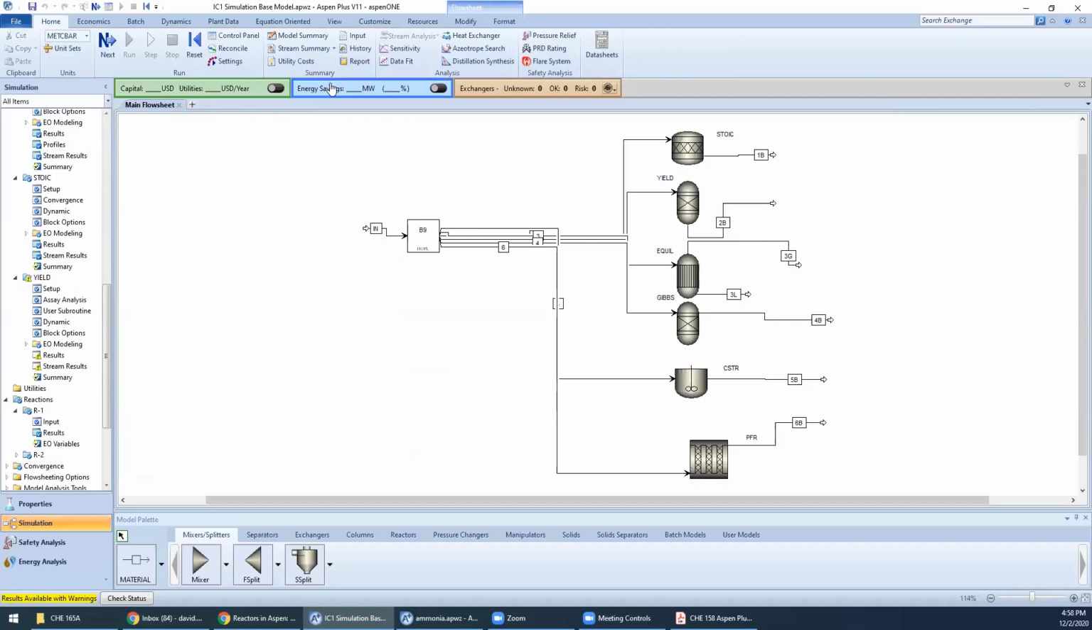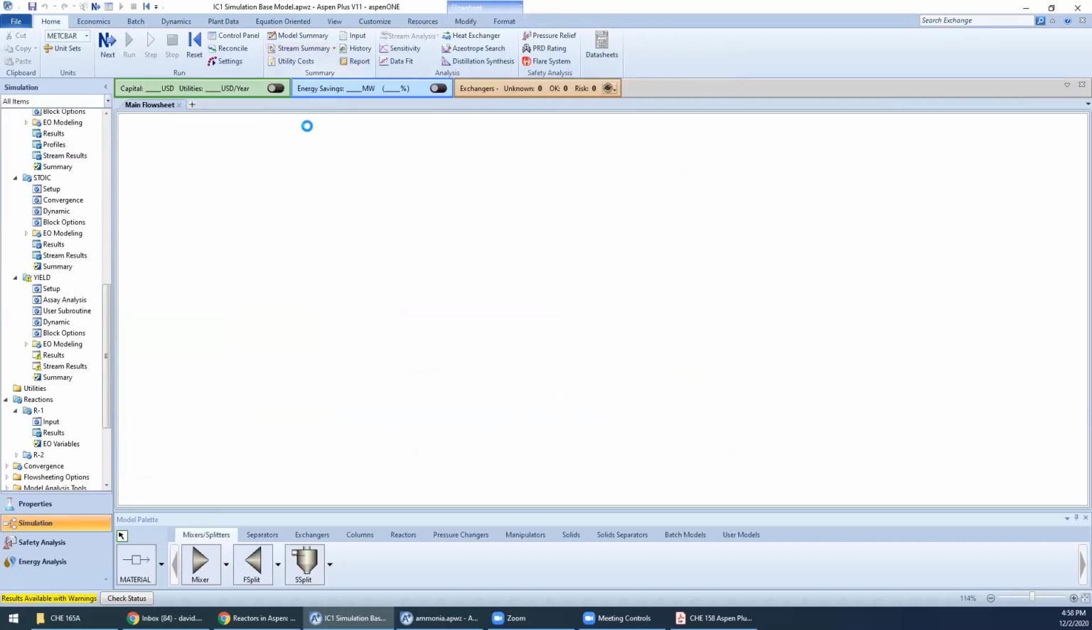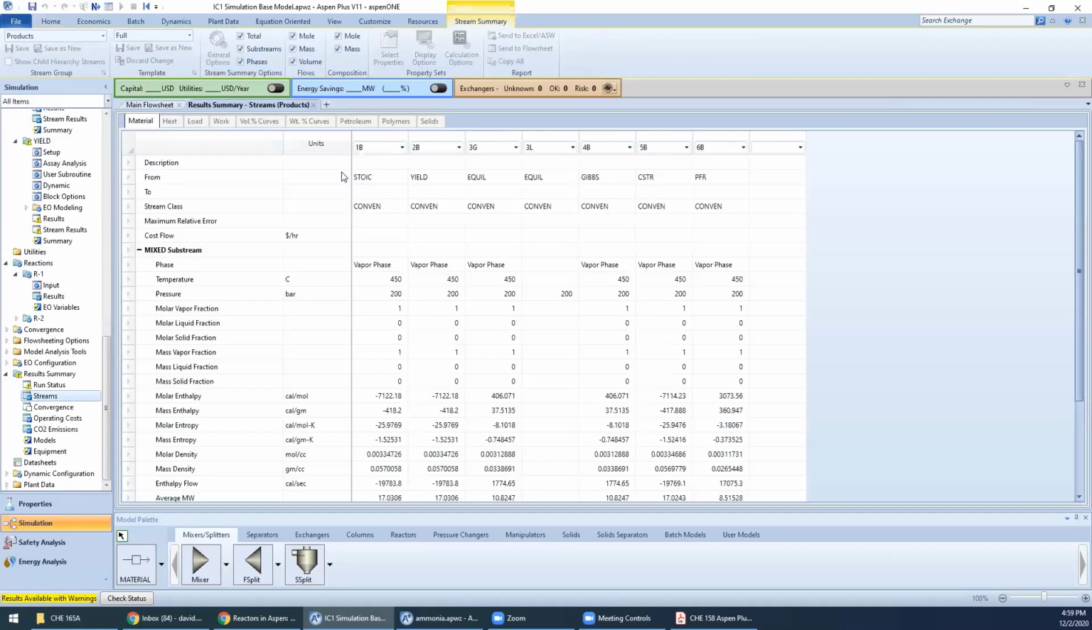Assuming that you didn't click on one. There we go, products. So now we have the product streams for all the reactors. And say you want this out on the flow sheet, so you don't have to come back here every time. You can send to flow sheet. So whatever the current setup is, you can send to the flow sheet.